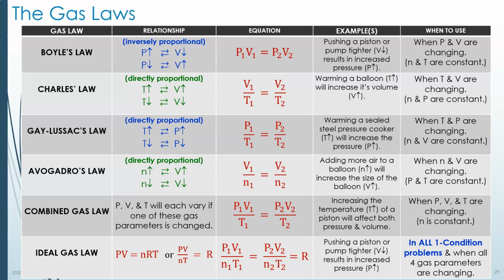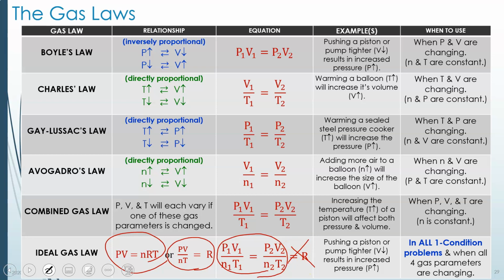We can also write this as a 1-condition formula where we just say PV over NT equals R and leave out the 1s and the 2s. So we have a one-condition version of this equation, and I'll circle that. And you can use this or this for 1. And then we have a 2-condition version, and we'll just forget about the R for now.